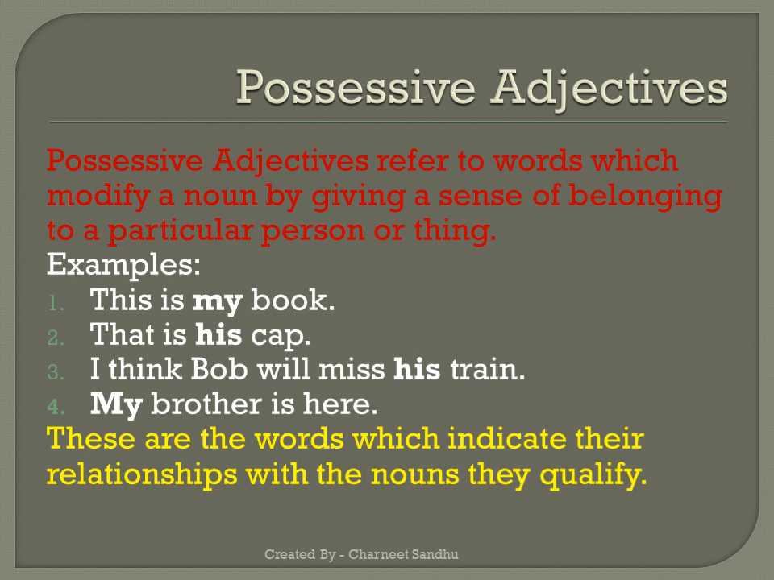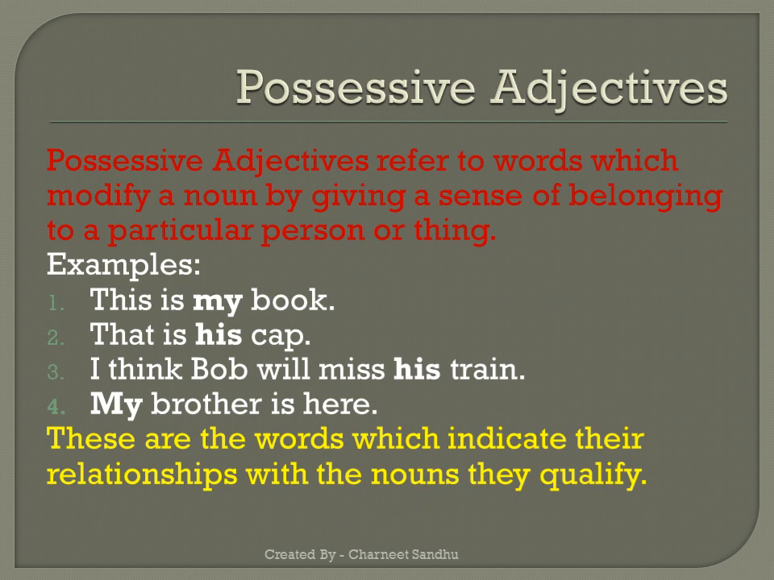This is my book. That is his cap. I think Bob will miss his train. My brother is here. These are the words which indicate their relationships with the nouns that they qualify. So in the first example here, this is my book. The possessive adjective my tells you who owns the book.